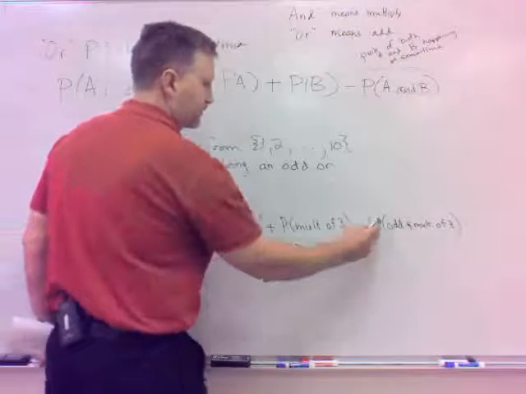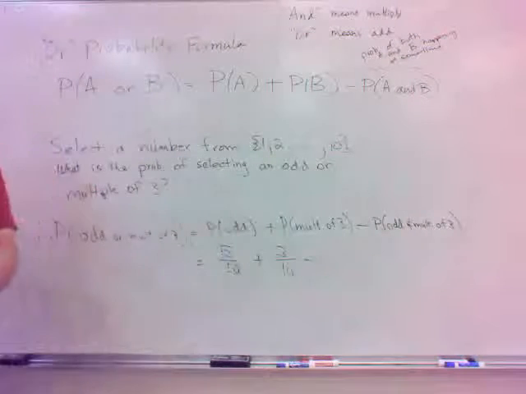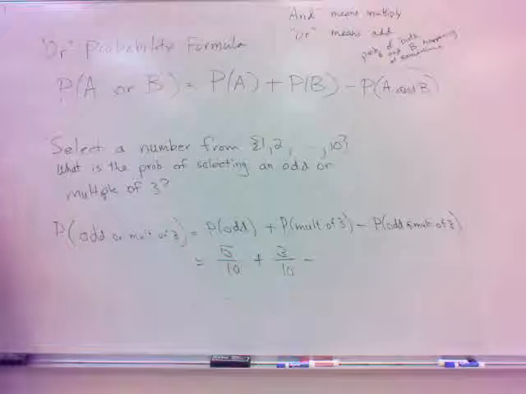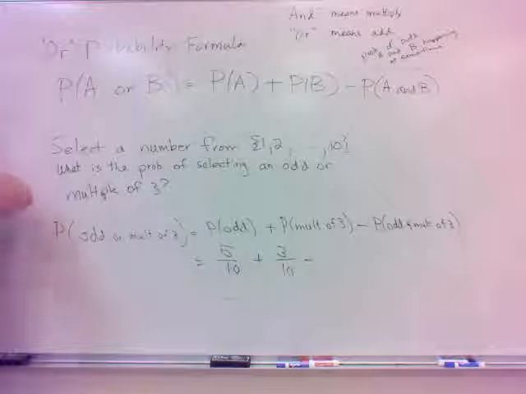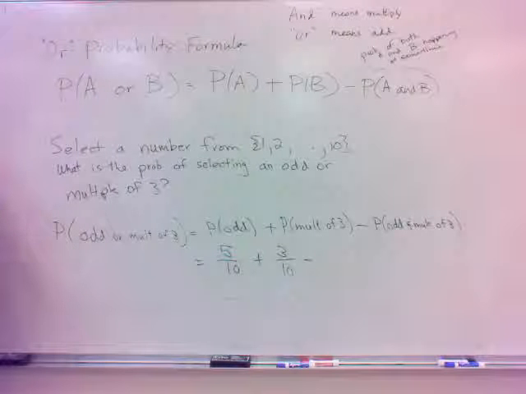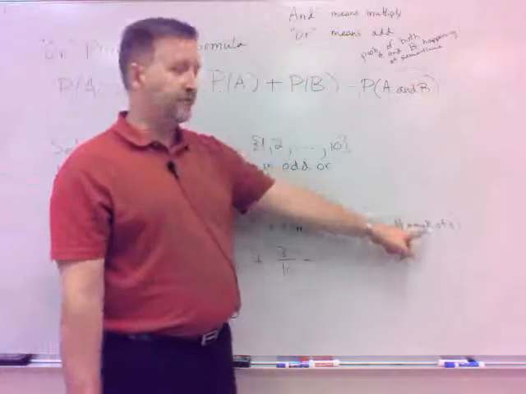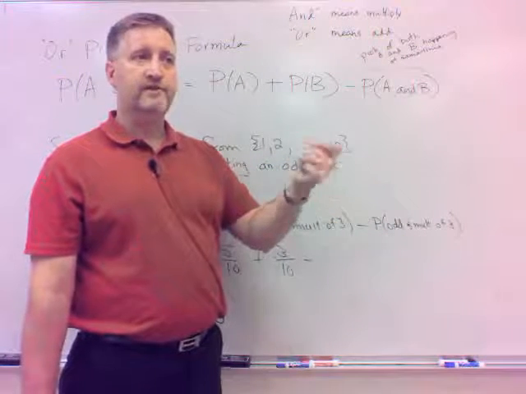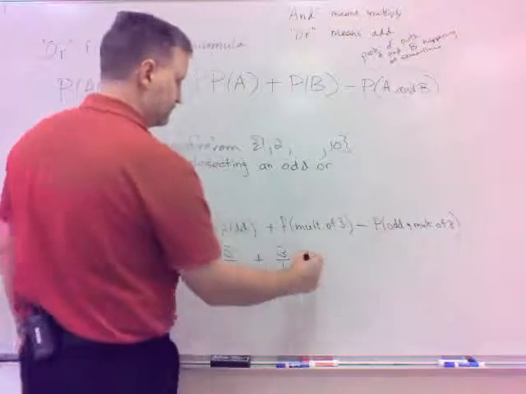All right, what about this one? What's the probability that it's odd and a multiple of 3 at the same time? Well, let's see. 3 is odd and it's a multiple of 3. 9 is odd and it's a multiple of 3. And 6 is not going to count here because it's even, right? I'm only doing the odd ones that are also multiples of 3. So that would be 3 and 9, wouldn't it? 2 out of 10.